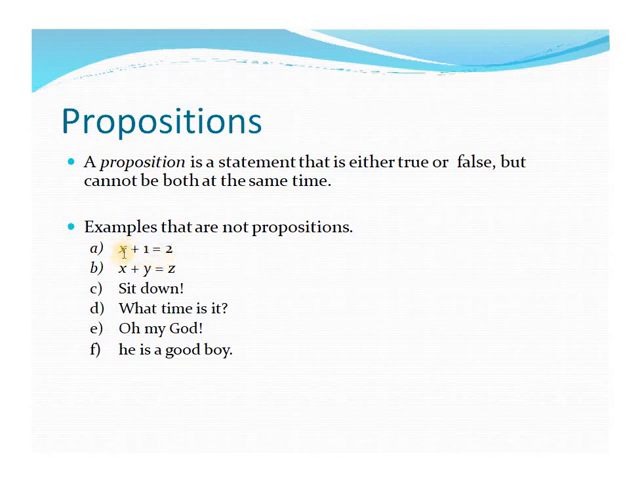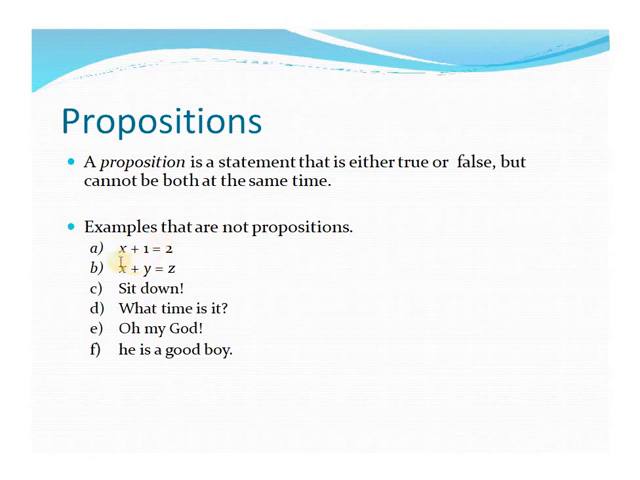See, x is a variable and x can have any value, right? So if I put x is equal to 1, then 1 plus 1 is equal to 2, which is true. But if I put x is equal to 0, 0 plus 1 is equal to 2 will be false. So you can see that this statement can be true and false both at the same time depending on the value of x. So by our definition, this is not a proposition.